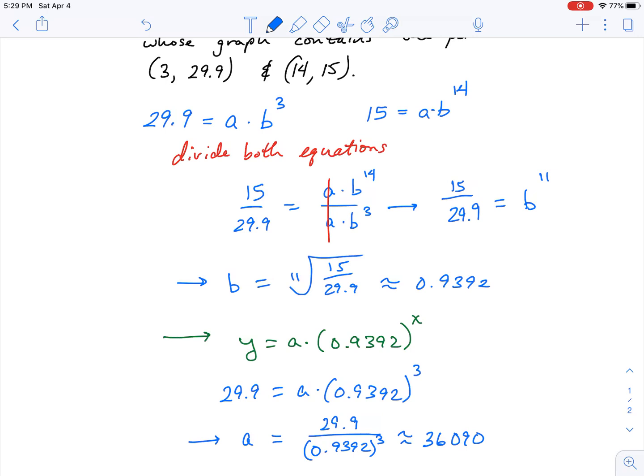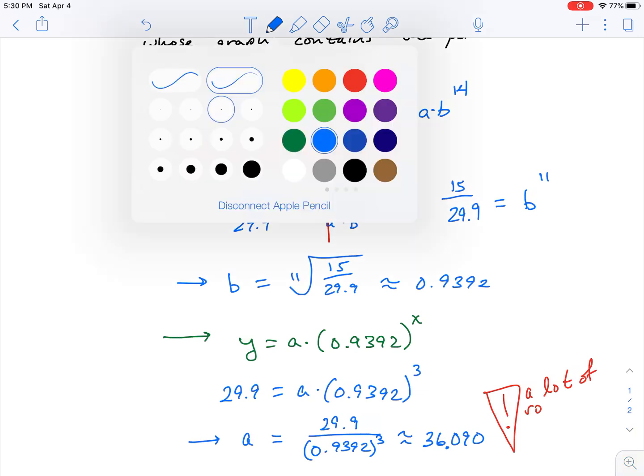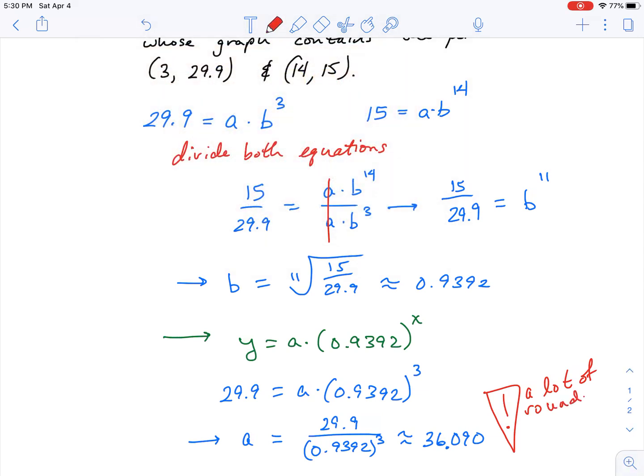You can carry different decimals on this rounding. The issue with these types of problems is oftentimes there's a lot of rounding error. I'm sorry, 36.090. I forgot to write the decimal. There's a lot of rounding error, depending on how many digits you keep as you go.